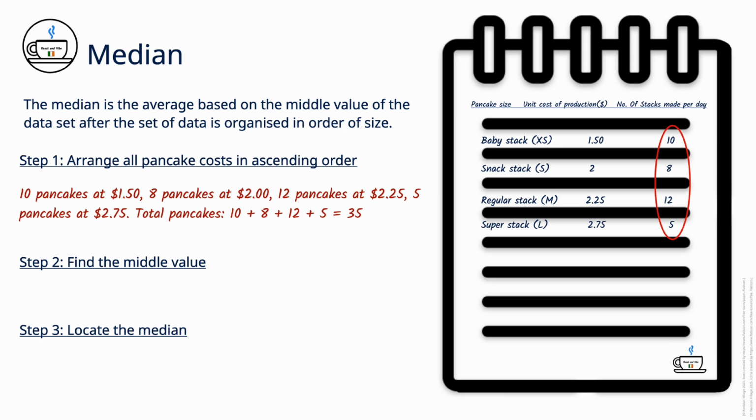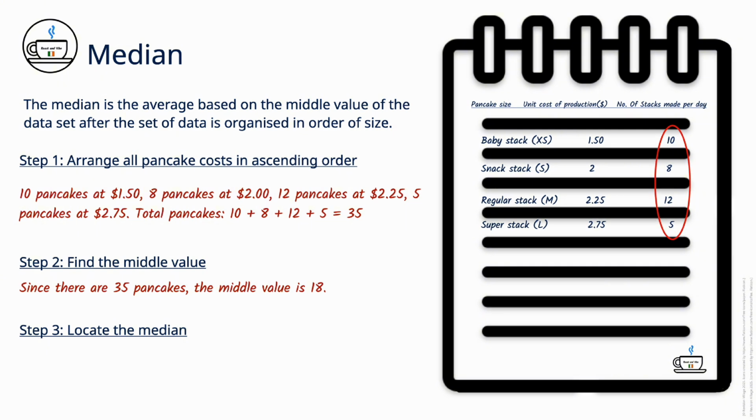The next thing we need to do is find the median position. There are 35 pancakes in total. The median is the value at the centre. 35 is an odd number, so we get the median by using the following calculation. 35 plus 1 divided by 2, which is equal to the 18th pancake.